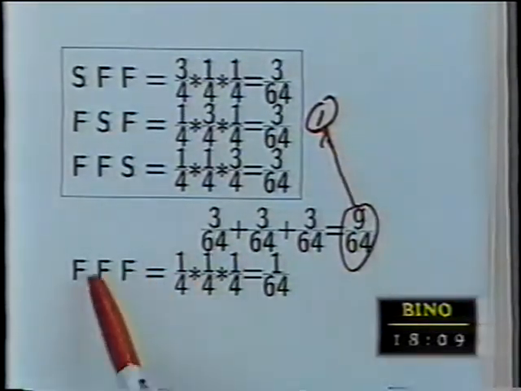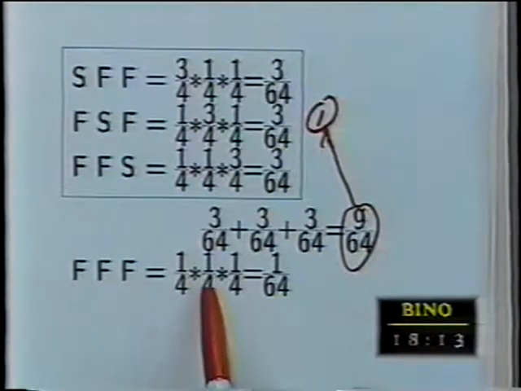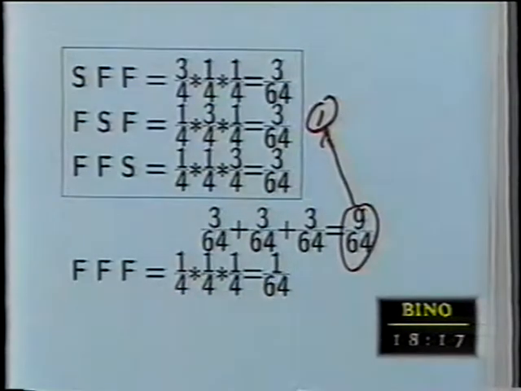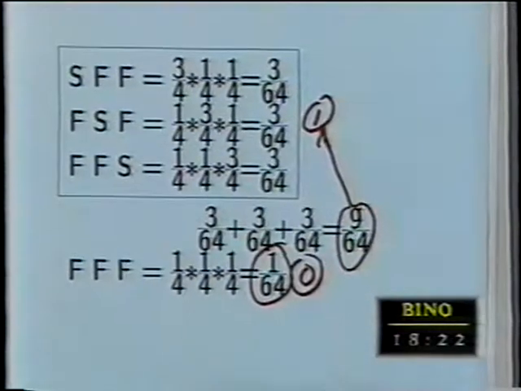The only thing left is having 3 failures in a row, and they occur 1/4 of the time, 1/4 of the time, 1/4 of the time. Put them together, 1/64 of the time, so I get no successes 1/64 of the time.